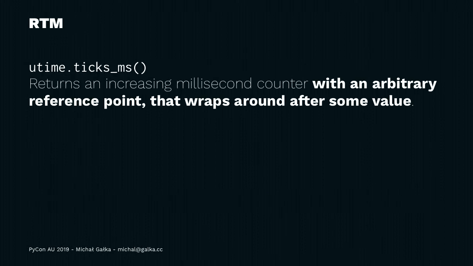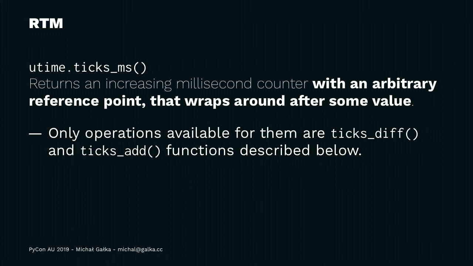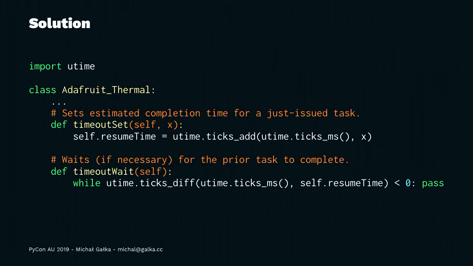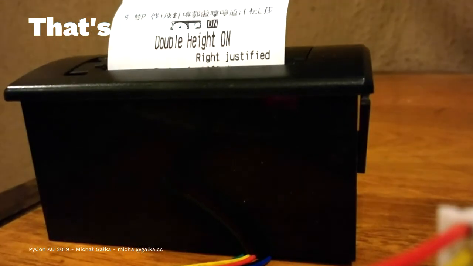So I should use ticks_ms to measure the time and use the appropriate methods for adding and getting the difference between the time periods. The documentation states that I shouldn't use the normal operators like plus, minus, and all the others. So I ended up with something like that. I used ticks_add to get the time calculated. I used ticks_diff to calculate the difference. I ran it, and it worked a lot quicker.